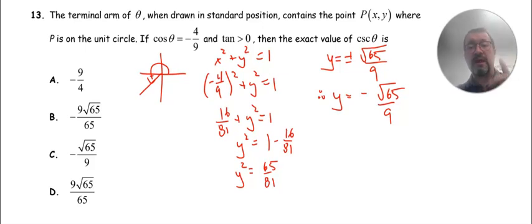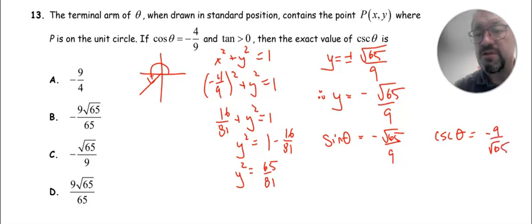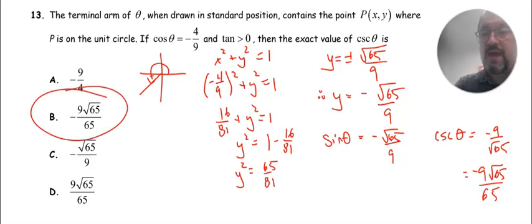Now, remember that the y-coordinate is going to be the sine of theta. So we know that the sine of theta is therefore going to be negative root 65 over 9. And so cosecant of theta is going to be negative 9 over root 65. We just reciprocate it. And when we do the rationalization of that, we get negative 9 root 65 over 65. And that answer is B.